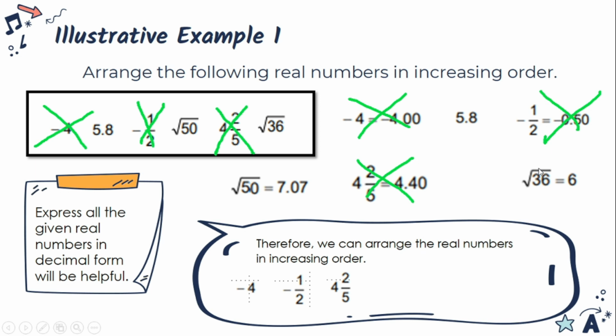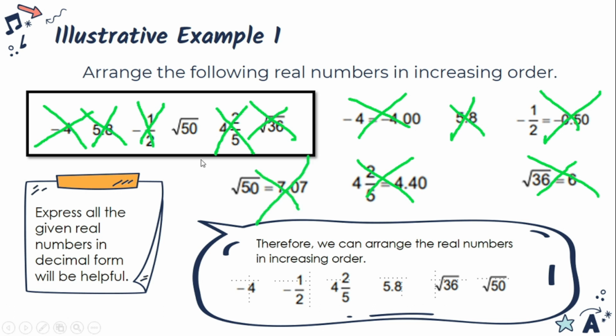Next, sa tatlong natira, alin yung pinakamaliit? Of course, the 5.8. Sa dalawang natira, alin yung mas maliit? We have 6, which is yung original, we have square root of 36. Correct? And lastly, we have the square root of 50.